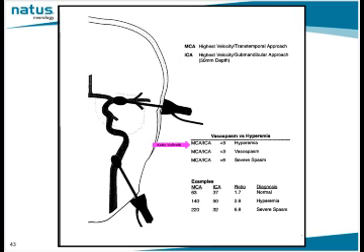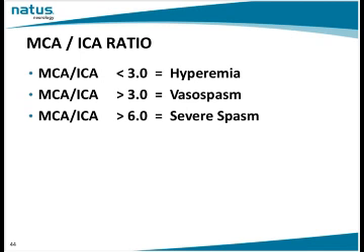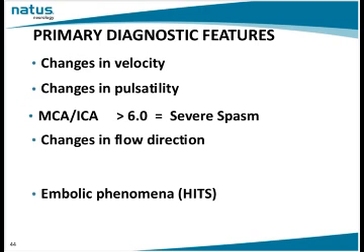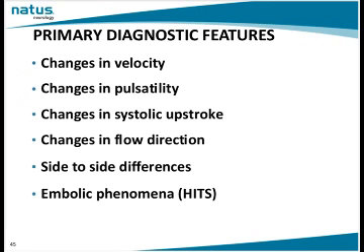Ratios that are greater than 3.0 are consistent with spasm. And here's an example of severe spasm. The patient has an MCA flow of 220, an extracranial ICA of 32. This gives them a ratio of 6.8, which correlates with then severe spasm. So that's that fourth approach of the submandibular. And again, just reviewing those categories of hyperemia, spasm, and severe spasm. So that would be our complete exam.